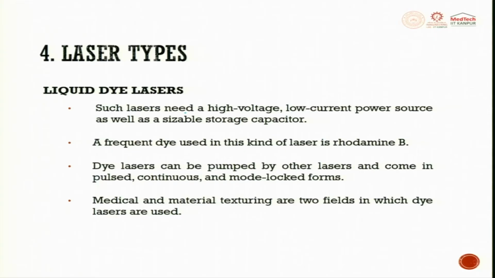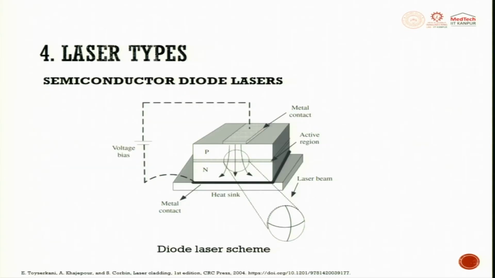Such lasers need a high voltage, low current power source as well as a sizable storage capacitor. The frequently used dye in these lasers is rhodamine B. A dye laser can be pumped by other lasers and comes in pulse, continuous or mode locking forms. Medical and material texturing are two big fields that use this dye laser.